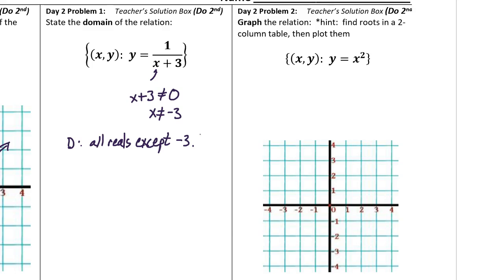Day 2, problem 2. Let's graph this relation. Here's the equation that we're graphing. Our hint is to find solutions in a 2-column table and then plot those dots. So let's make a 2-column table, often called an XY table. We're going to choose different numbers for x and figure out the associated y values.